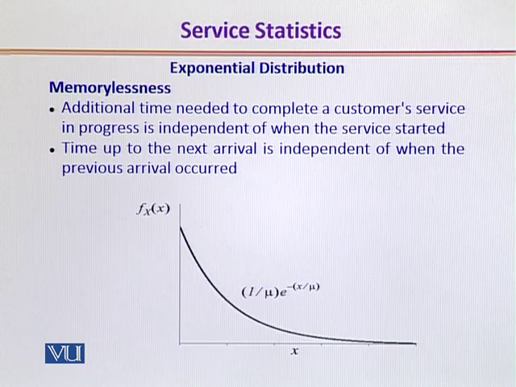And the time up to the next arrival in the queue is again independent of when the previous arrival occurred. It is again the previous concept that the arrivals are independent of each other. The expression of the density function is represented through a decaying exponential that is shown to you here.